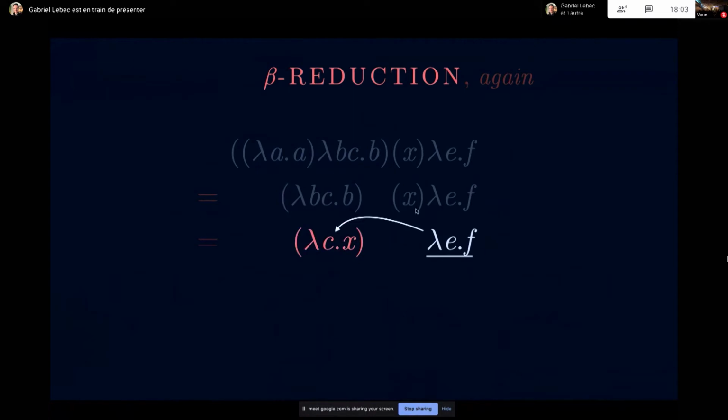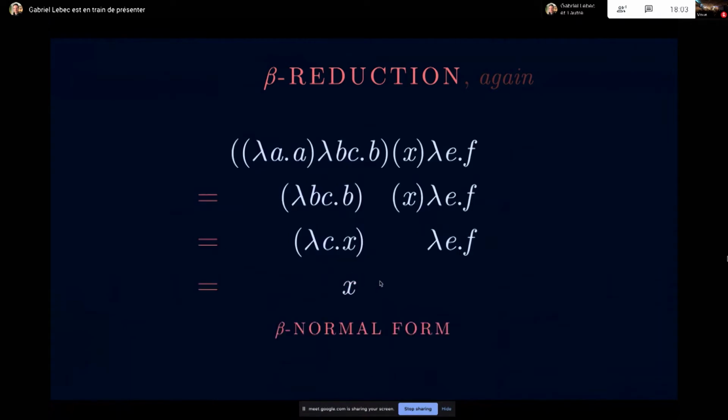This EF function comes in as C. We go replace all the C's in the body. There are no C's. We end up with X. We have the same result. Just wanted to make it clear that when we have multiple inputs, that really means a function that returns another function. And we call this currying.